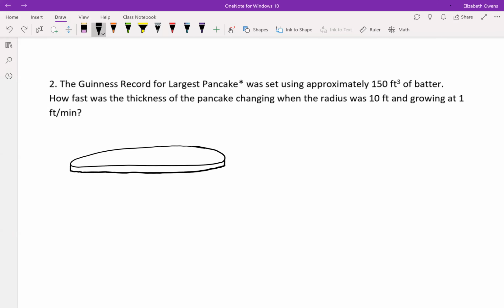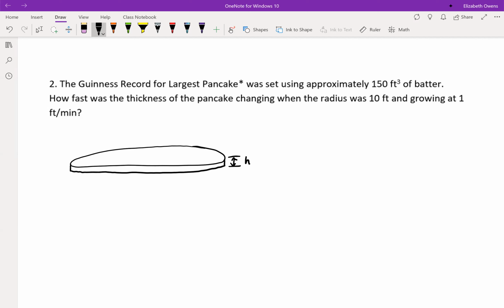All right. Now we want to label our pancake and think about what's changing and what's not changing. Well, we know the thickness of the pancake is going to be changing because that's actually what they're asking us for. So we should label that with a variable. That thickness, I'll just call it H because that's usually what we call it when we're looking at a cylinder shape. You probably don't want to call it T for thickness because T is already time in this problem. So we'll call it H.